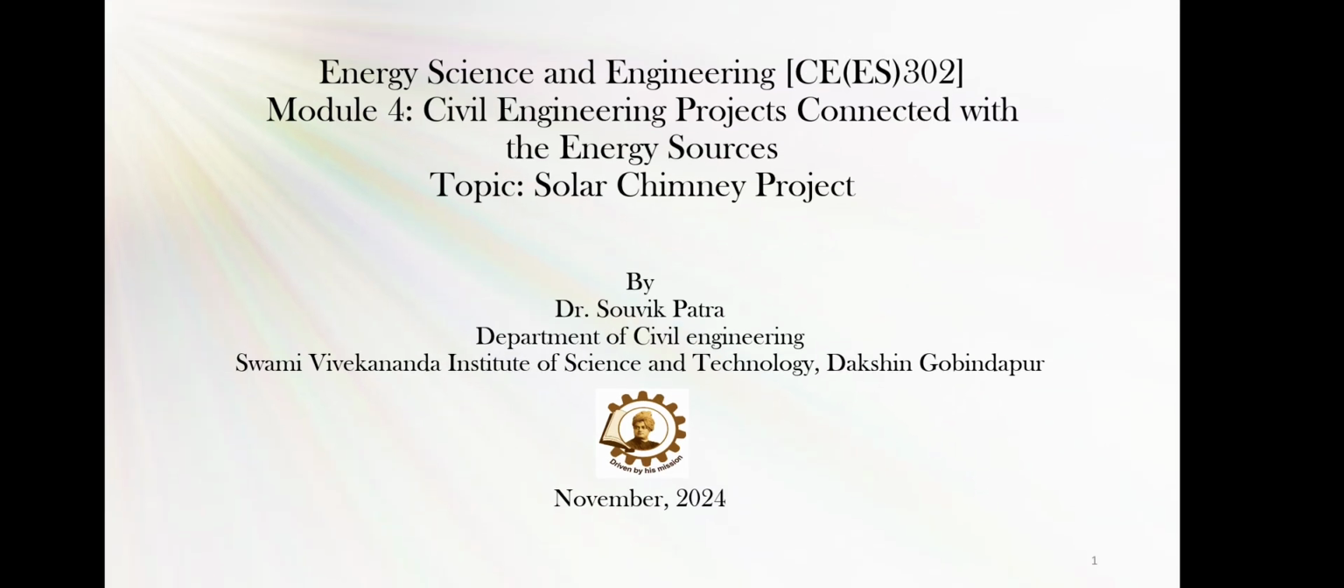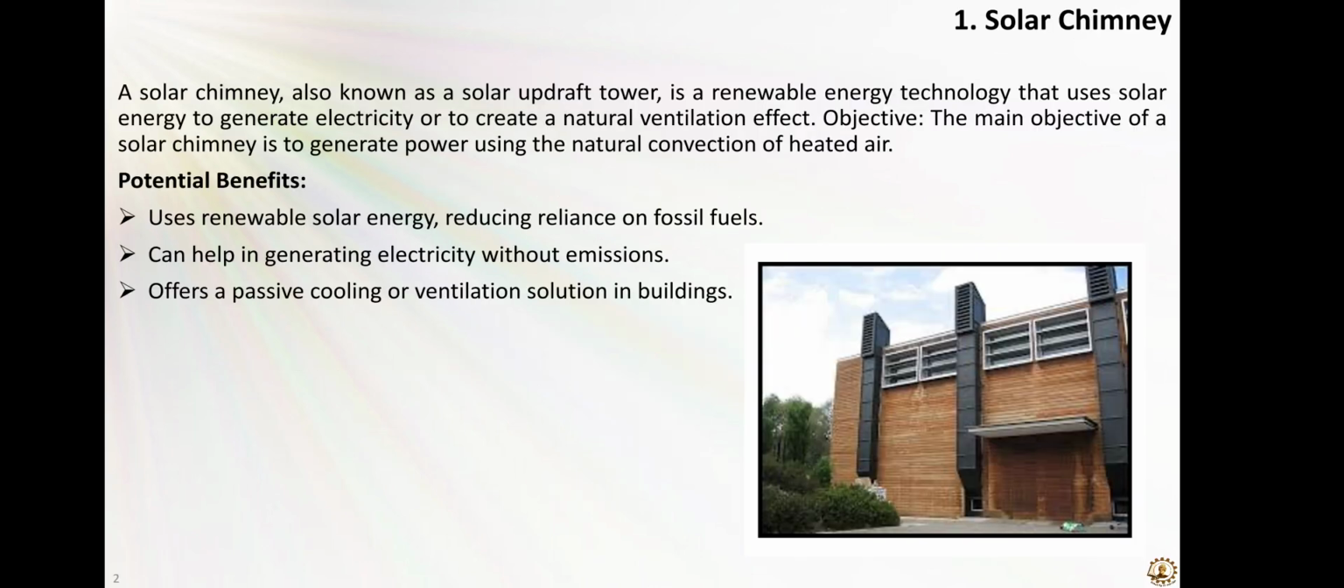Now if we start with what is a solar chimney, a solar chimney is also known as a solar updraft tower. Solar updraft tower means you can see there are vertical towers attached to a building. In that tower the hot air will move upward, so this tower is basically known as a solar updraft tower, and it is a renewable energy technology that uses solar energy to generate electricity or to create a natural ventilation effect. Now what are the potential benefits of this solar chimney project?